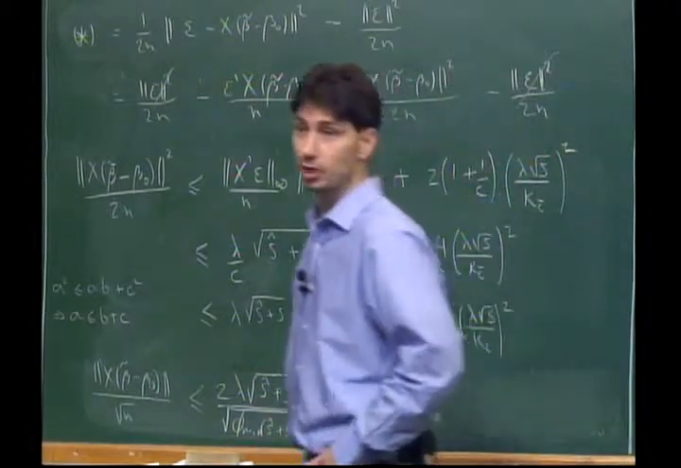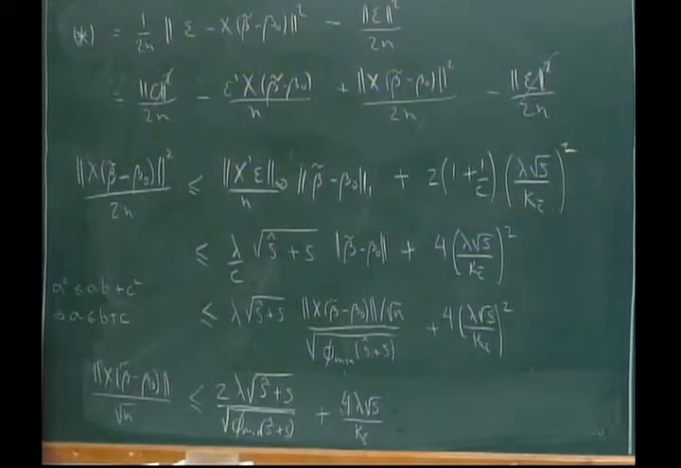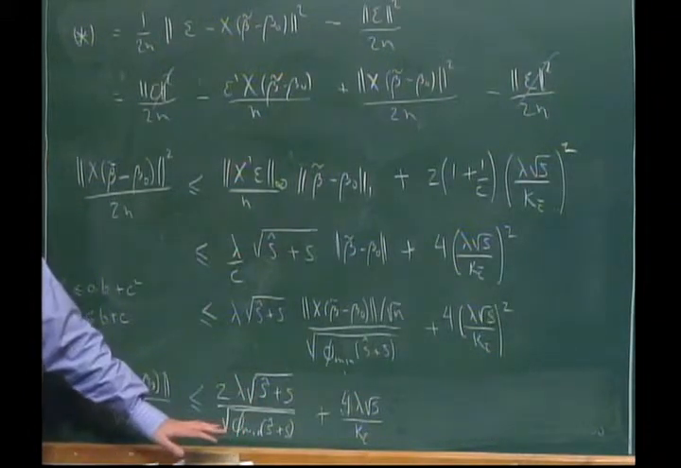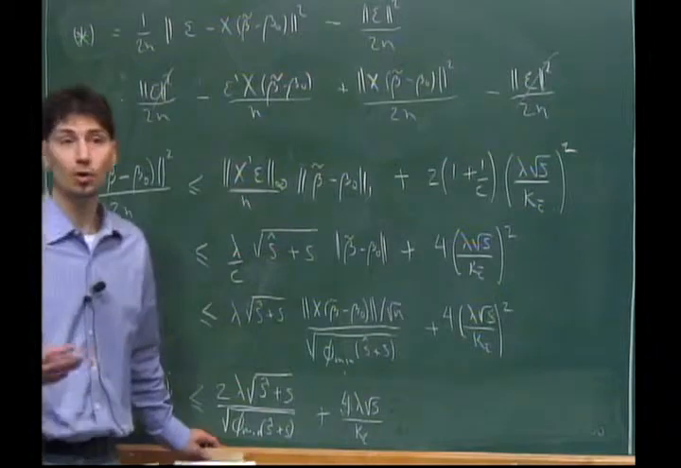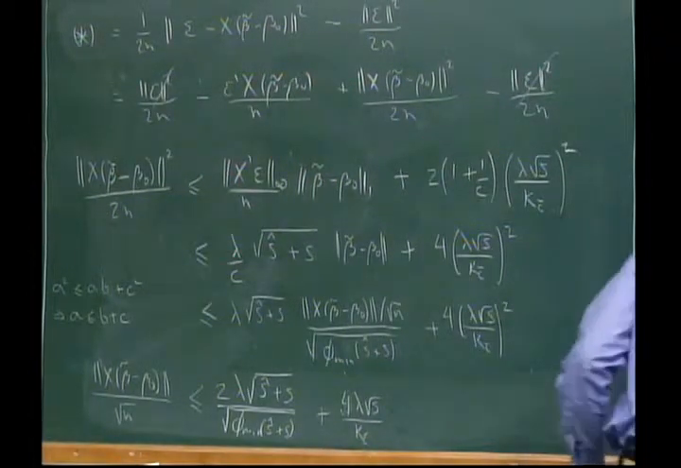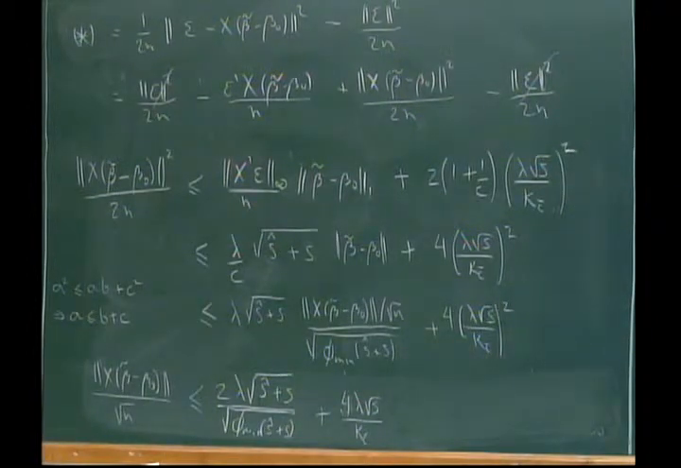So the analysis of post-Lasso now boils down to sparsity. If I have good sparsity guarantees, this could give you good rates. If I don't, I cannot have good rates. So let me try to show now a sparsity bound for Lasso.